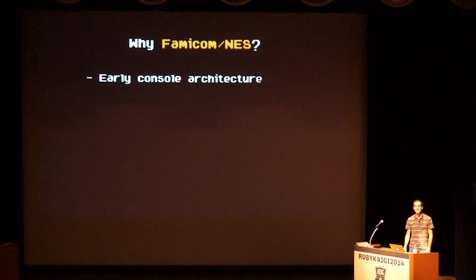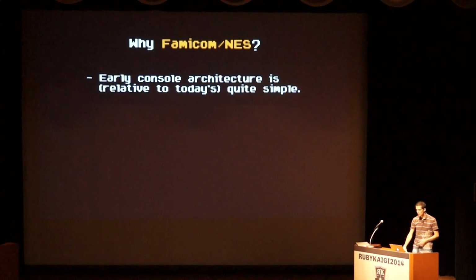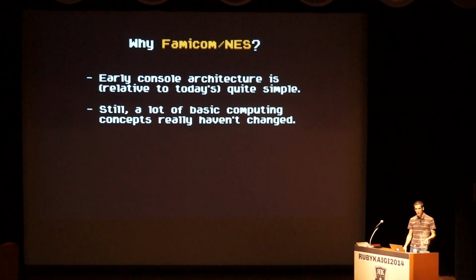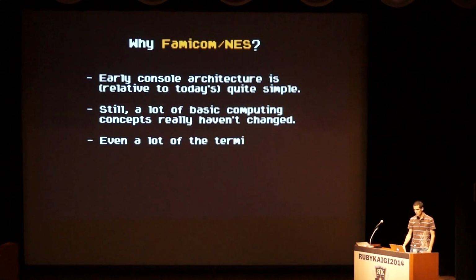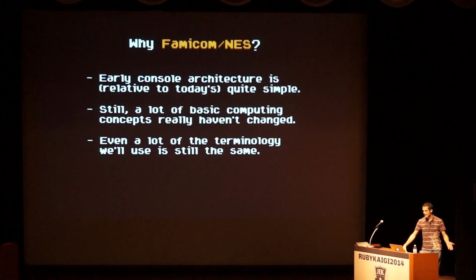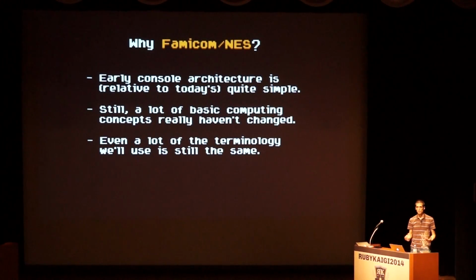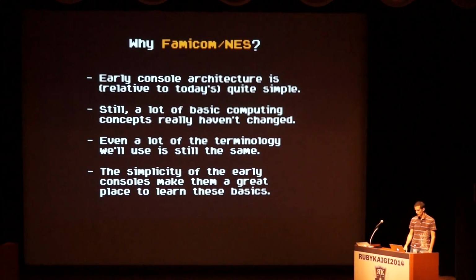So why Famicom? Why NES? Why are we going to look at that? Because the early console architecture is relative to what we execute on today, really, really simple. And a lot of the basic computing concepts haven't changed. So we can cover quite a bit in 30 minutes today. And a lot of the terminology will be the same as things that we talk about on x86 and other desktop processors. And the simplicity of the early consoles make them great places to learn these basics, even for me when I was a kid, before I even knew about programming.